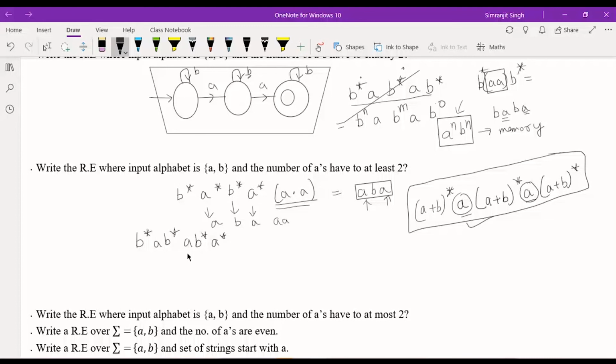A, two A's will be there exactly, but what happens if I do this? A, B, A. Now this is not possible. Okay, so if you see, A comes from here. Okay, A comes from here.